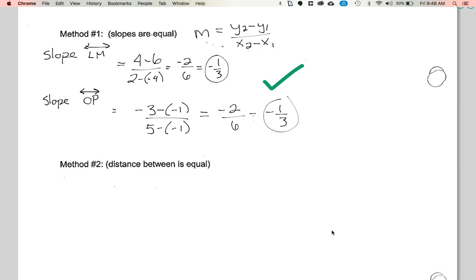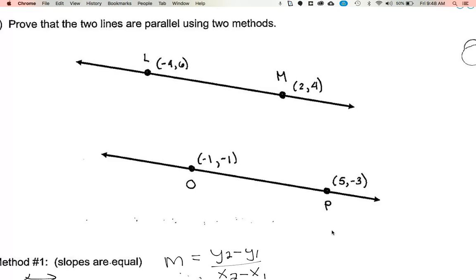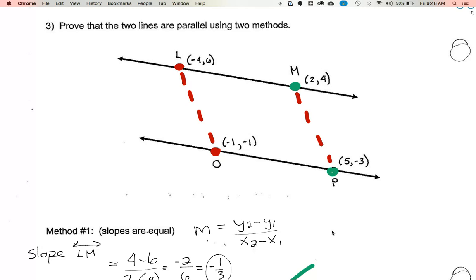All right, for number 2. So here's where a big mistake will pop up. When we look for the distance being equal, we want to make sure that these lines are not getting closer together. So the distances that we're looking for are right here. So we're looking for the distance from L over to O and from M over to P. So we're measuring the gap between the two lines and saying that it doesn't change.